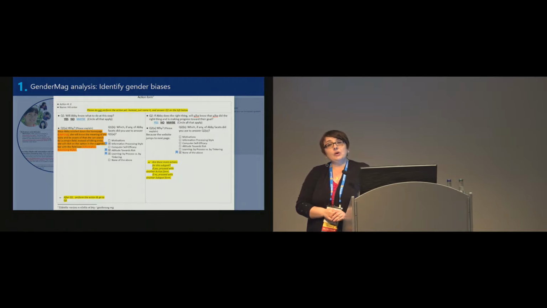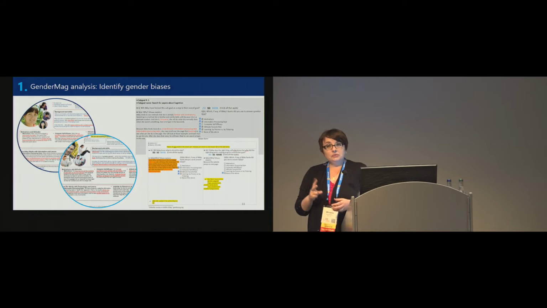And while doing so, they marked any problems with the interface, and they marked which value of which facet might not be supported, and wrote some comments explaining why, as you could see highlighted in orange over there. So as a result of the GenderMag analysis, the two co-authors identified 10 issues of gender inclusiveness on the interface.